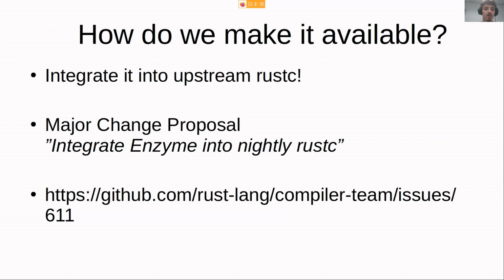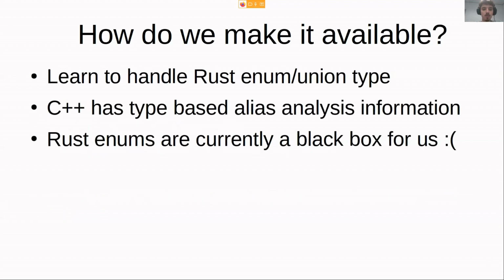And the final solution step obviously would be how to make it available. We want to integrate it into rustc. So we want to ship it as a part of the official Rust compiler. We did file a major change proposal for that, integrate Enzyme into nightly rustc, and it actually got accepted. So you can read up details on the link which I've provided here. We did not merge Enzyme into the nightly rustc yet because there are some outstanding issues, but we hope to ship it within, let's say, the next 2 months. So how do we make it available? We currently are blocked on handling Rust enums or union types.